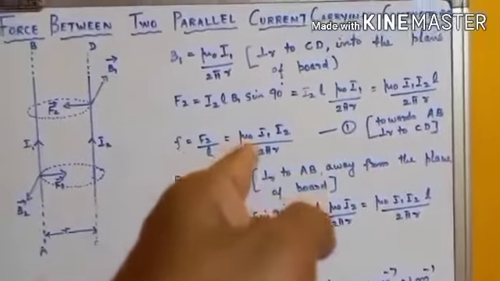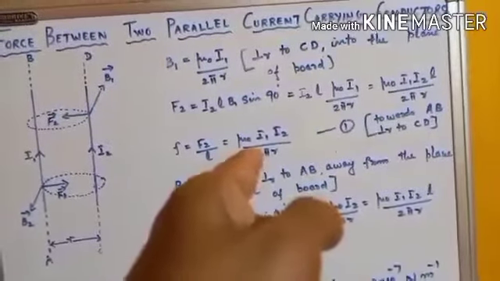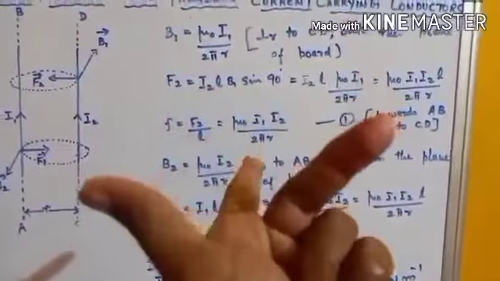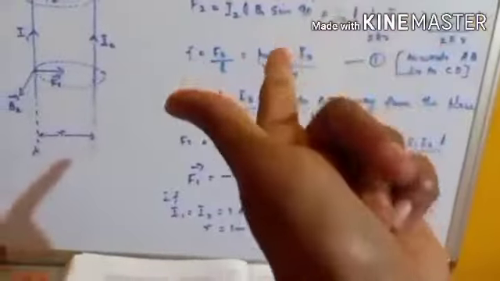Then current direction, central finger, middle finger, current is flowing upwards. See that? So central finger, this is the direction of the field, forefinger into the plane of the board. Then central finger, direction of current. Then see the direction of the thumb. It's towards the conductor AB.